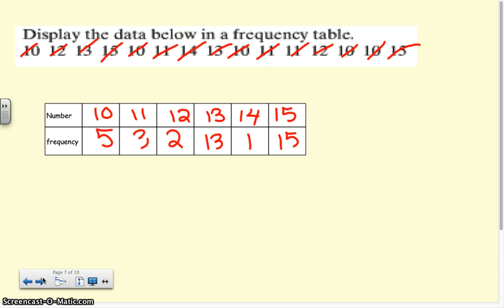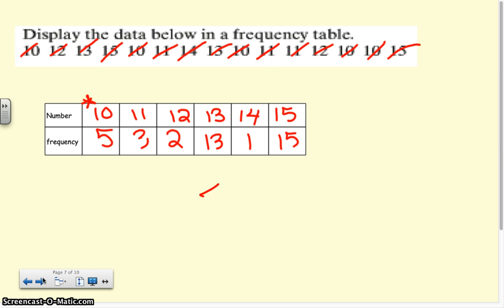Another good strategy with these frequency tables is we can put our numbers in order too. So seeing that 10 is my smallest, if I wanted to quickly put it in order, I could go 10, 10, 10, 10, 10, 5 times, and continue that on. It's another quick way to get some numbers in order to find the median.